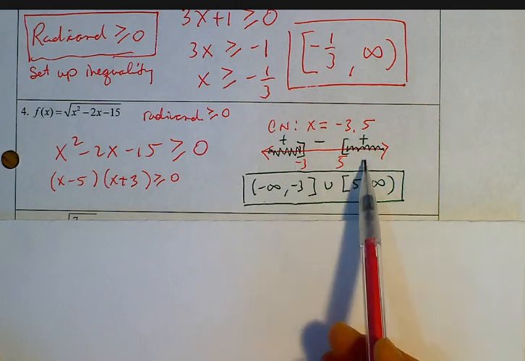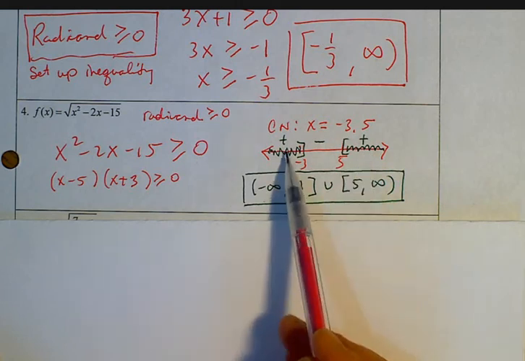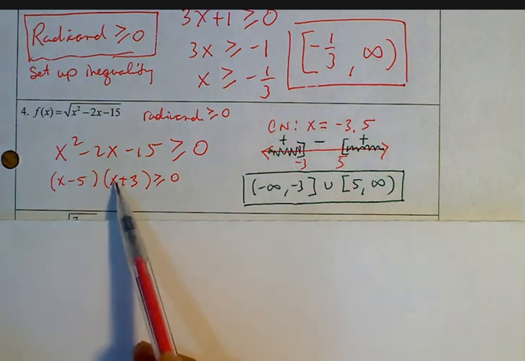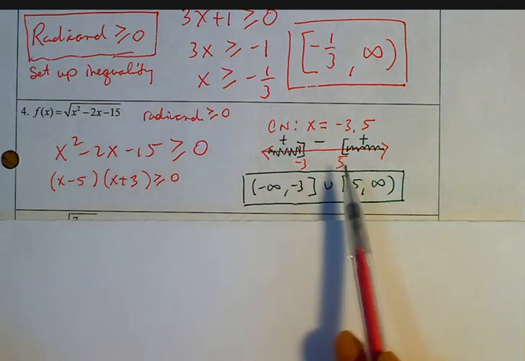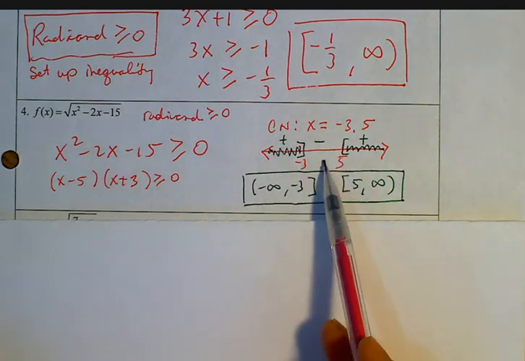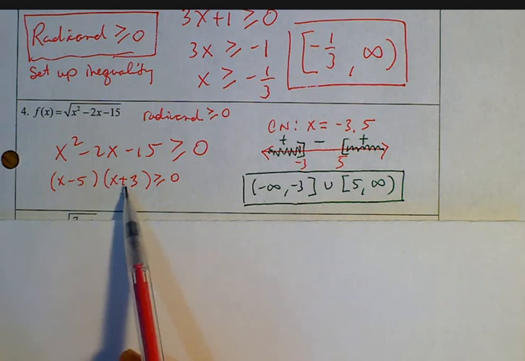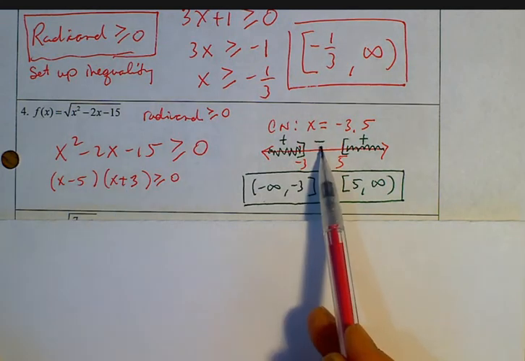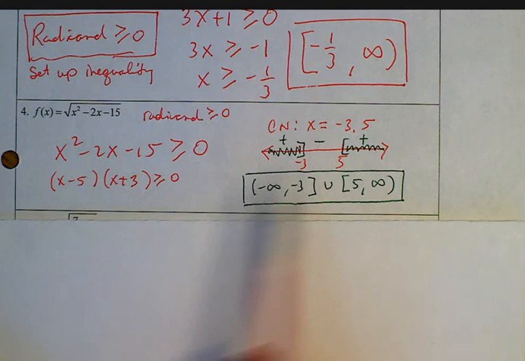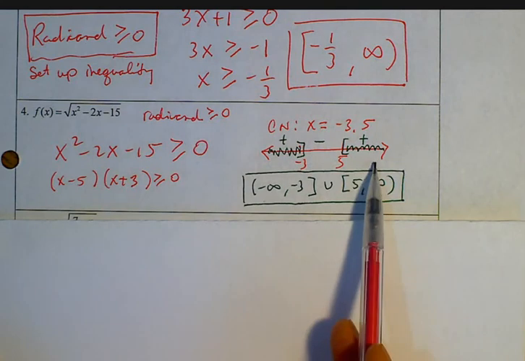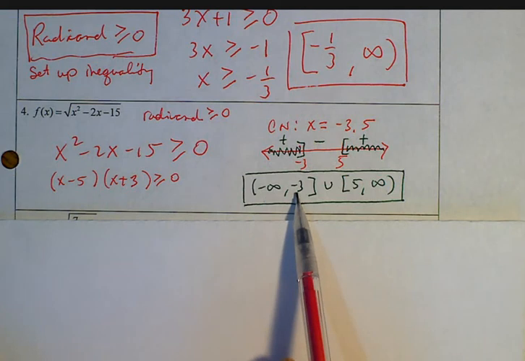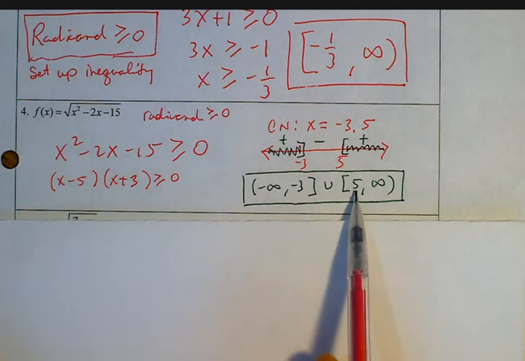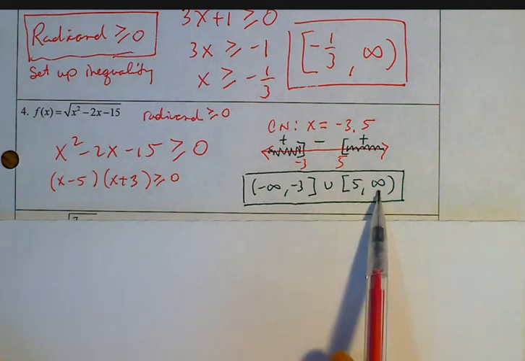Then I set up my number line and do the test numbers. To the left of -3, it's negative, negative, which overall is a positive. Between -3 and 5, if I put in 0, it's a negative and a positive, so it's a negative. To the right of 5, it's positive, positive, so it's a positive. So my solution would be -infinity to -3, bracket, union, bracket 5 to infinity.